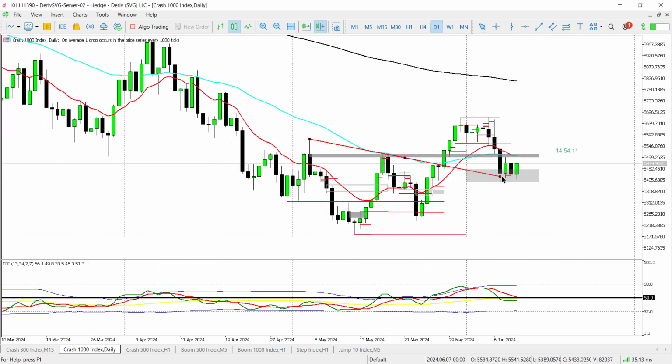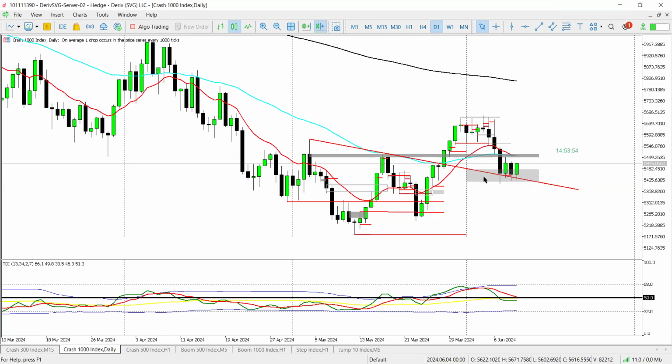Okay, this setup, I remember last week we were talking about it. Price coming back to this level, to this level. I hope some of you guys actually caught that sell. So currently, we are bouncing off this trend line. We are bouncing off the zone.